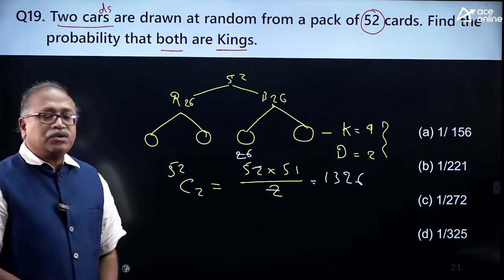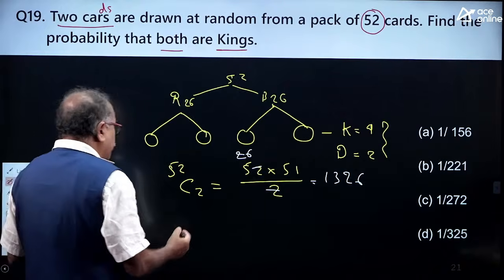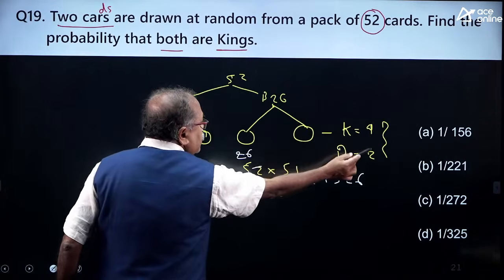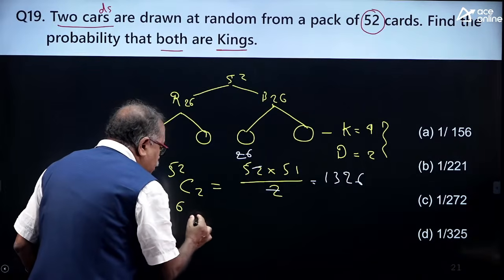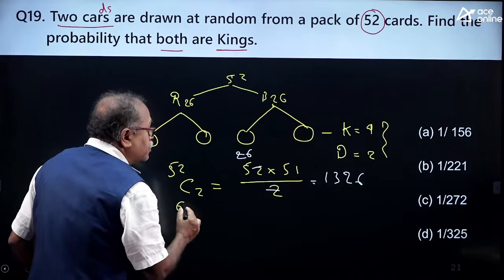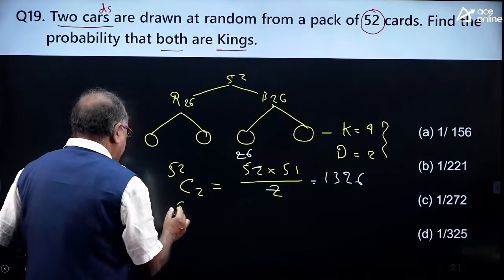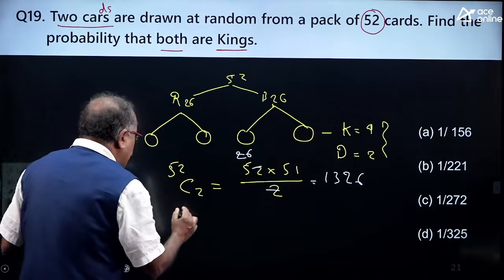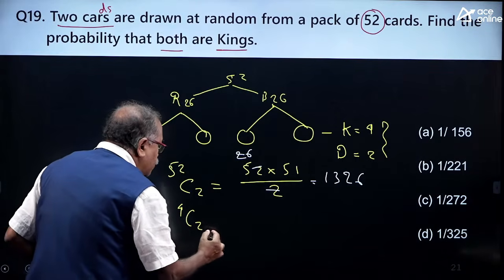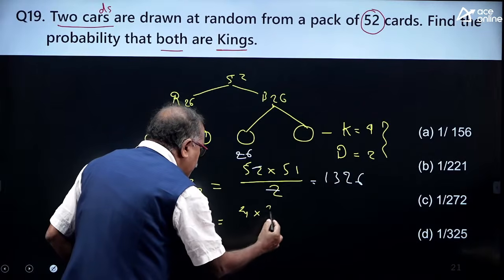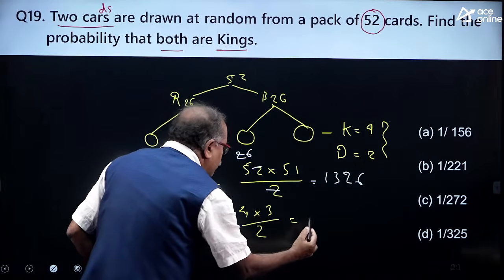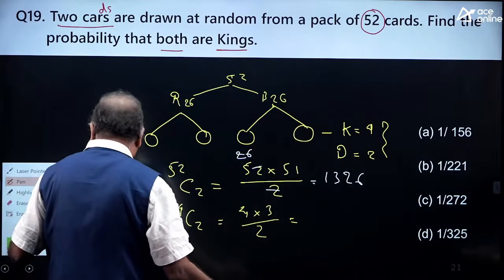What is your favorable outcome? The favorable outcome is there are 4 kings, I need the 2 kings over here. So 4C2, and that is nothing but 4 into 3 divided by 2, which I get 6.